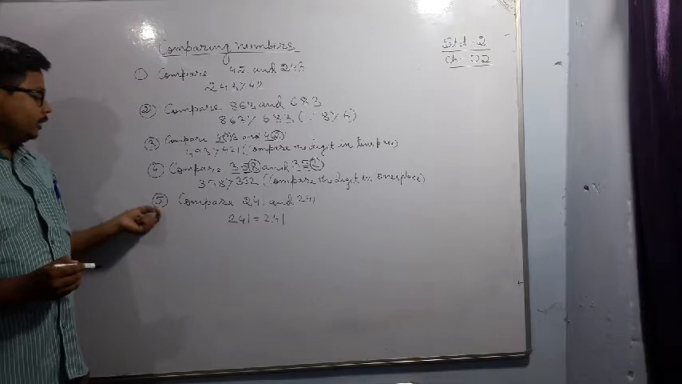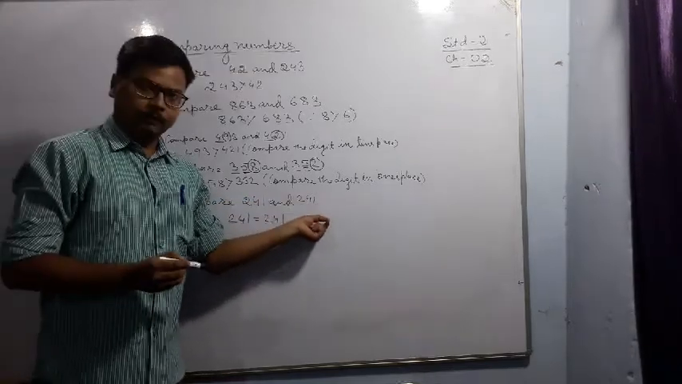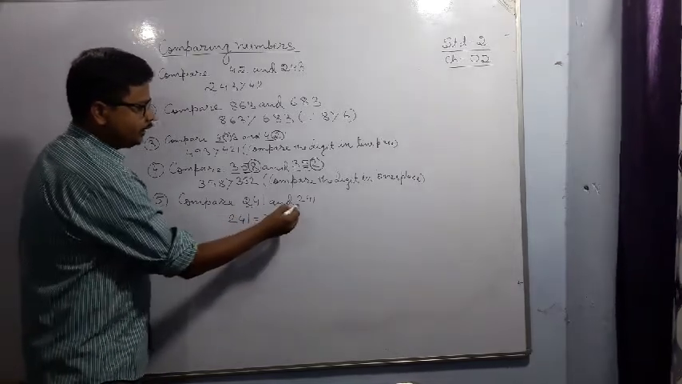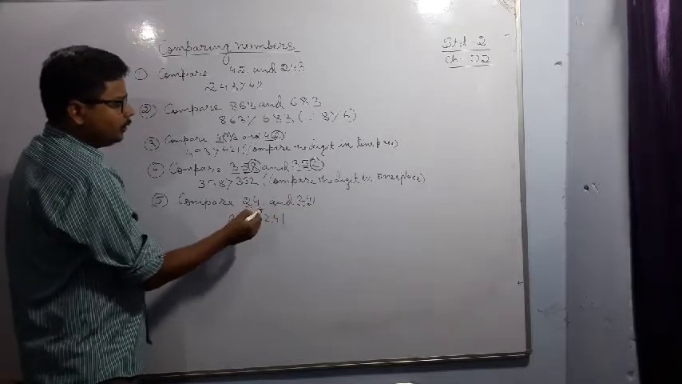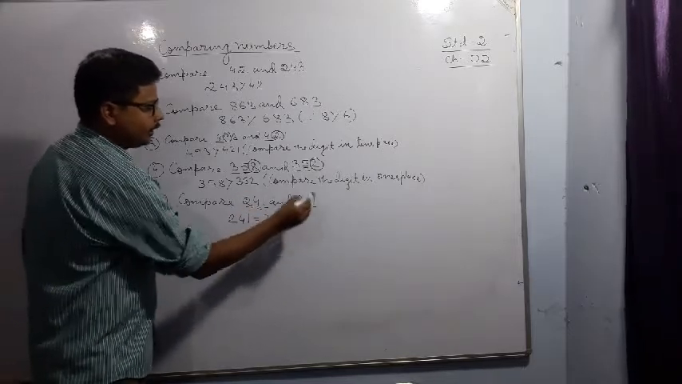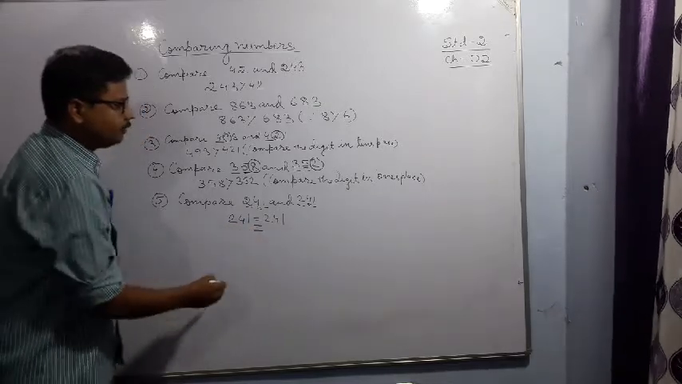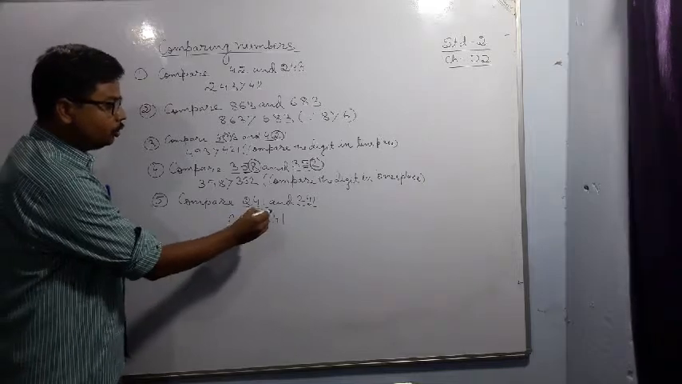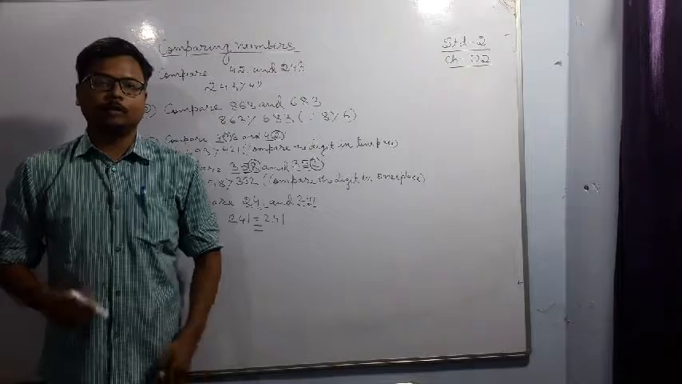Now last one, number 5. Compare 241 and 241. In this you can see in hundreds place 2 is there, in tens place 4 is there in both the cases, and in ones place 1 is there in both the cases. So what do we do? We write the equal sign. 241 is equal to 241. Now let us solve exercise 2.4.